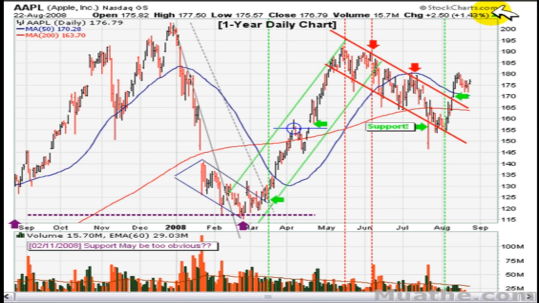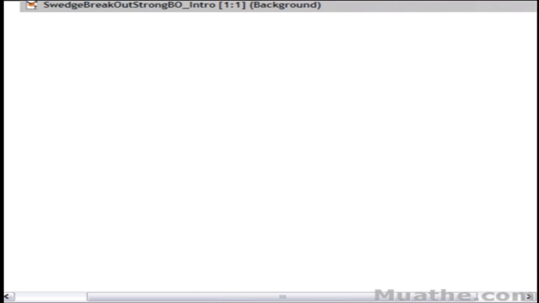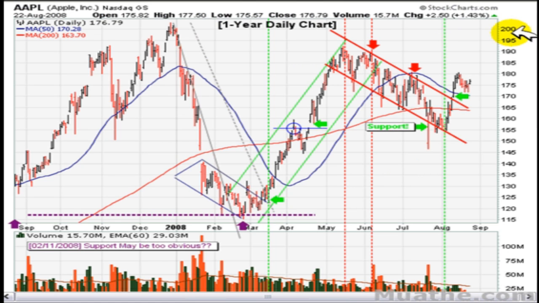Let's look at some examples. This is Apple. Okay, let's look at Apple. Now, it made a high late last year in 2007 at around $200 and dropped all the way to around 115. Because this high is significant, it's a strong 52-week high. Actually, I think it was a multi-year high.